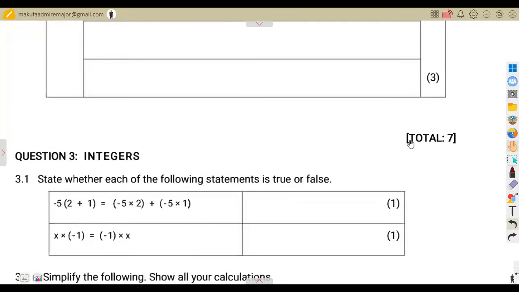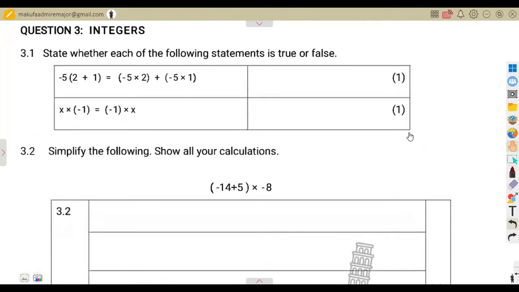All right. Integers, on question number 3. We are now on integers. State whether each of the following statements is true or false. So is it true? When you are given numbers like this, just use your calculator to test. Don't worry, it's just 1 mark there. Just use your calculator. You test this the same way that we did the other question.